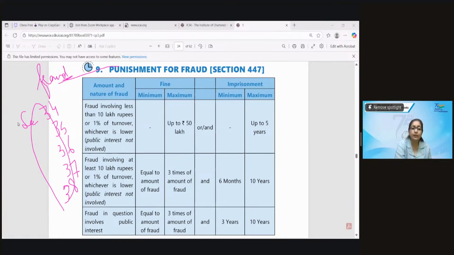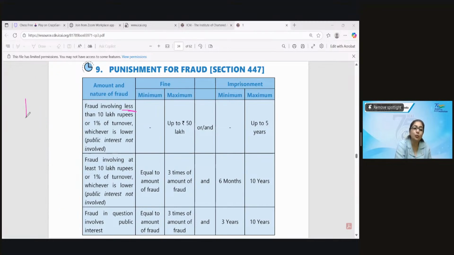कैसे याद करेंगे इसको? नंबर 1, where the fraud is less than the limit. First, you will have to learn the limit with me. What is the limit? 10 lakh rupees or 1% of the turnover. Suppose the turnover is 10 lakh. तो 1% कितना हुआ उसका? Suppose the turnover is 10 lakhs. तो उसका 1% हुआ. जल्दी in the chat box.